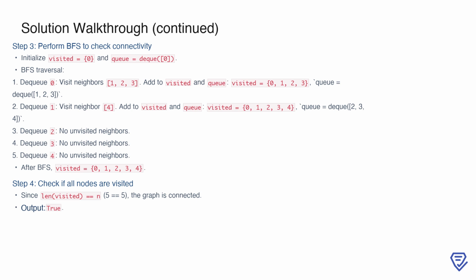Next, we dequeue 1, visit its neighbor, 4, and add it to visited and queue, resulting in visited equals {0, 1, 2, 3, 4}, and q equals deque([2, 3, 4]). Nodes 2, 3, and 4 are dequeued in sequence, but none of them have unvisited neighbors, so the BFS ends. At this point, visited equals {0, 1, 2, 3, 4}, which includes all 5 nodes. Finally, we verify that the size of the visited set matches the total number of nodes, n. Since len(visited) equals n, 5 equals 5, the graph is connected, and we conclude that the input forms a valid tree. The output is true.